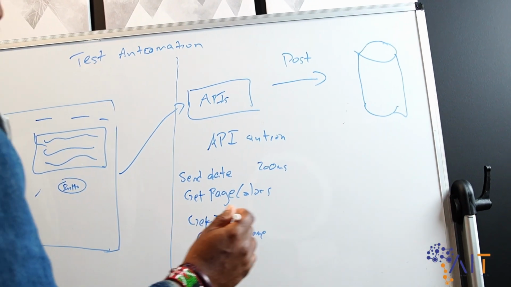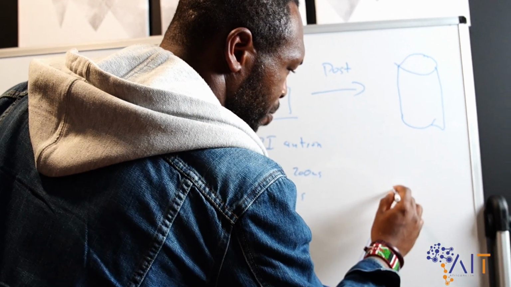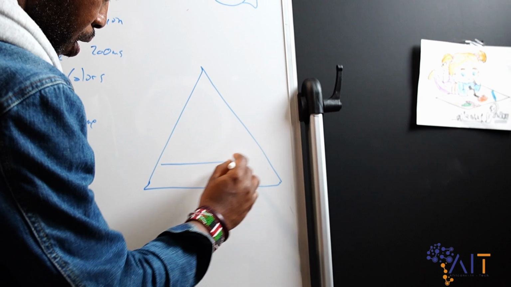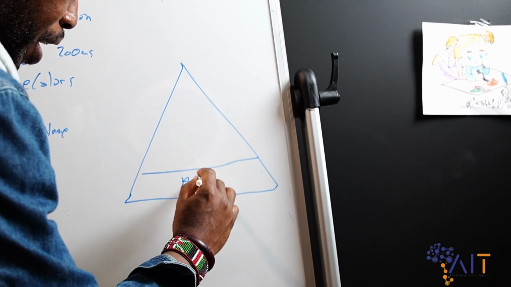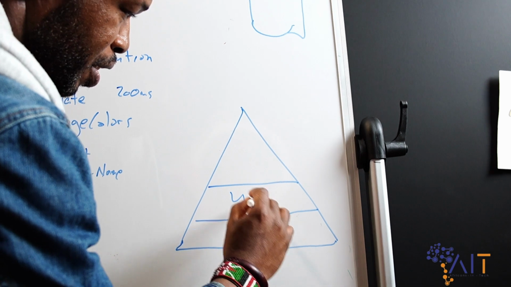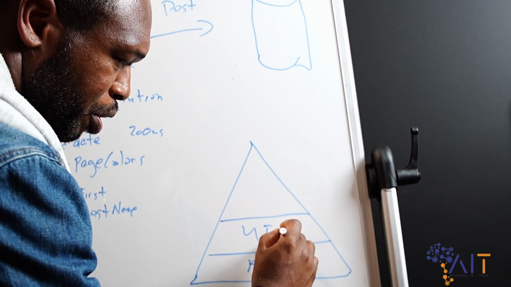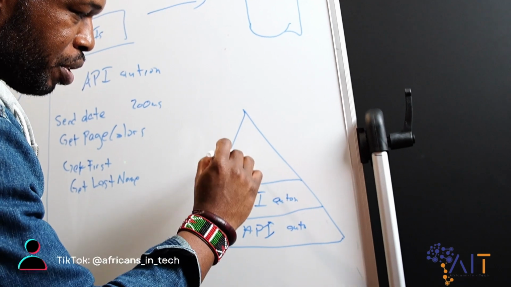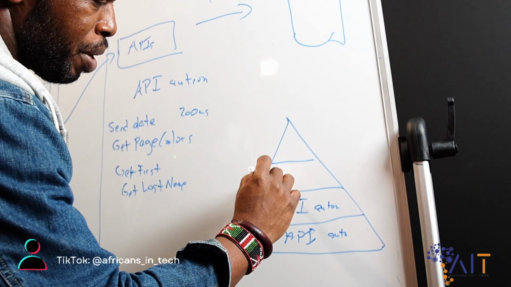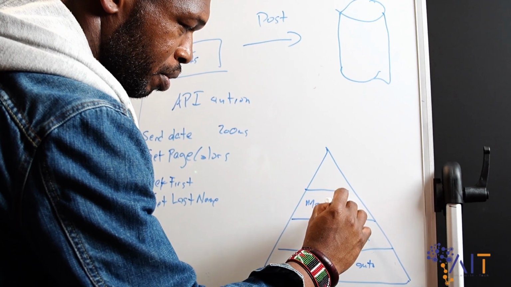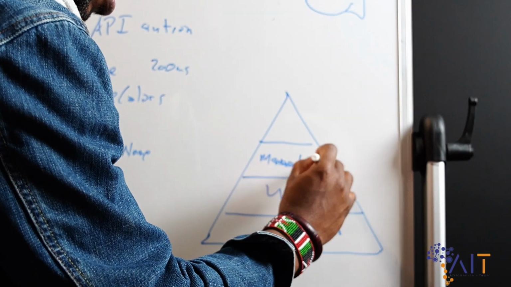So a lot of times, we have this thing called the test pyramid. You want to do API automation here. You want to do UI automation here. And then this is for your manual tests. And then this is exploratory testing.